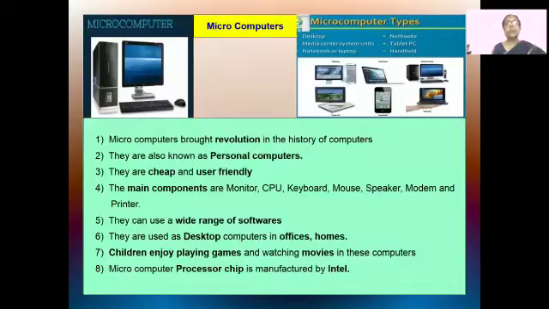Let's go to the microcomputers. You can see this looks like the computer that's in your school, the computer that is at your home. So you can see there is a wide range of things that use this type of computer. The microcomputer is the one that brought a revolution in the history of computers, because it's still used today, and it's the most famous type of computer used by everybody. It's also called a personal computer or PC.